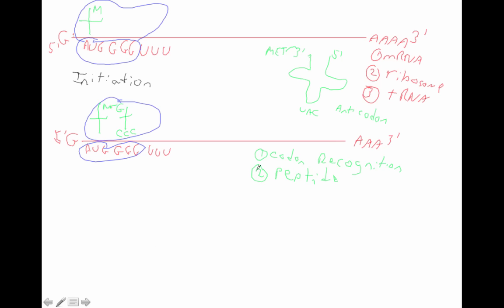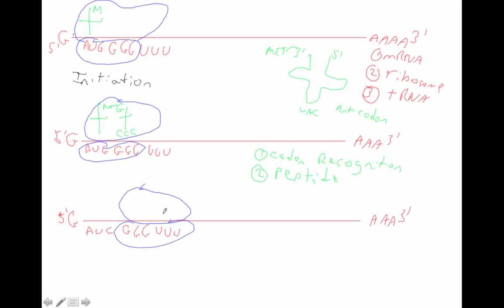Now, the last step here is called translocation. And to show that, we're going to have to draw this one more time. 5' G cap. And let's go ahead and put our codons back here. And of course we have to draw our ribosome. And what translocation means is that messenger RNA is fed through the ribosome. So now we're going to have a shift. This ribosome now moves to the next codon, just like so.